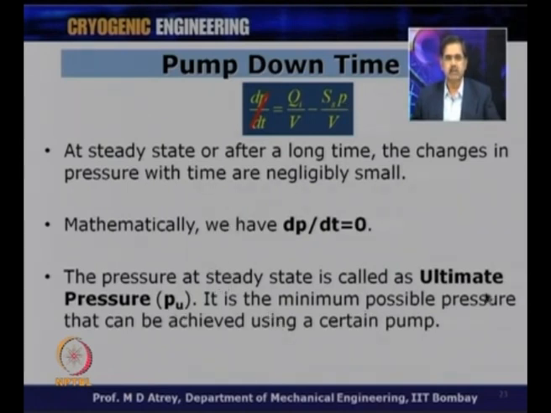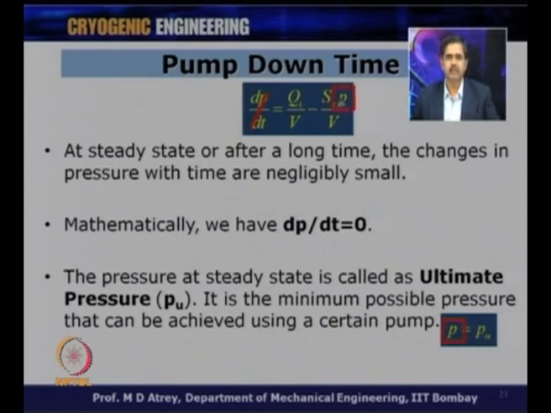It is the minimum possible pressure that can be achieved using a certain pump. Whatever vacuum system I have used, whatever conductances I have used, after connecting those things and running it for a long time, the pressure I have got is something like Pu. At that particular time, I got dP by dt equal to 0, and therefore I got a pressure P as Pu, and this is the minimum possible pressure, or the minimum vacuum, I could achieve using a certain pump.